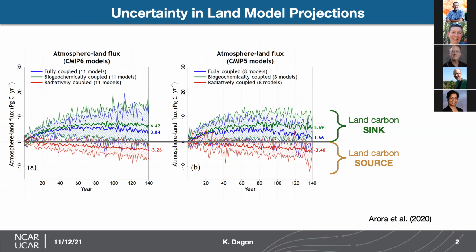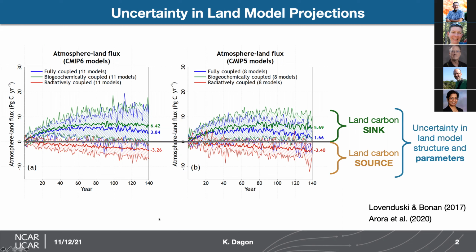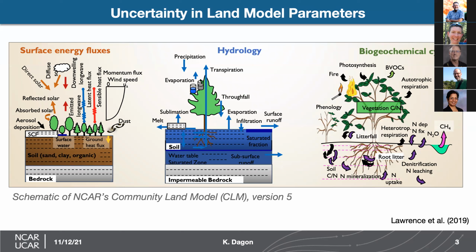And across both generations of models, just looking at the fully coupled models in blue, there's significant spread in the atmosphere-land flux of carbon. Of course, we know that some of this model disagreement comes from uncertainty in the land model structure and parameters. And I like Charlie's point about how we need multiple approaches to thinking about this model disagreement in the terrestrial models. And so what I'll be talking about today is the sources of uncertainty in the parameters. So, just to introduce that, I'll be looking at the land component of CESM, CLM.